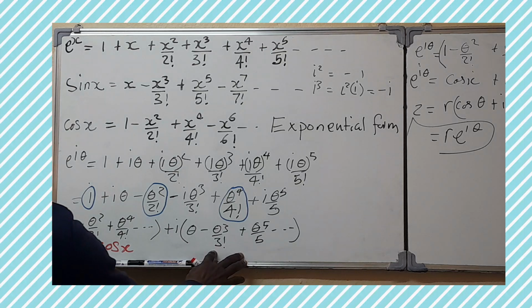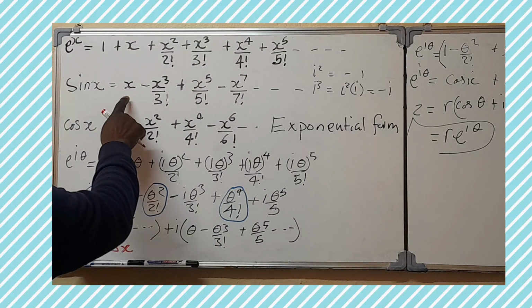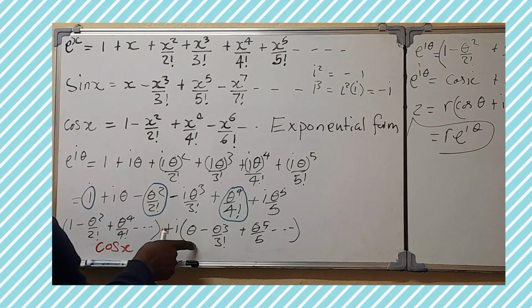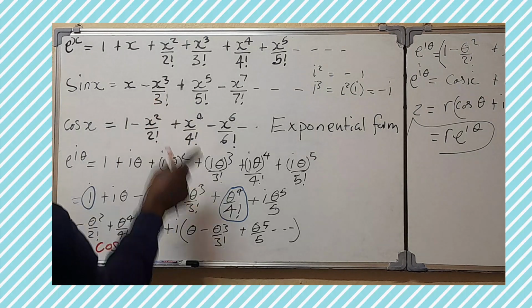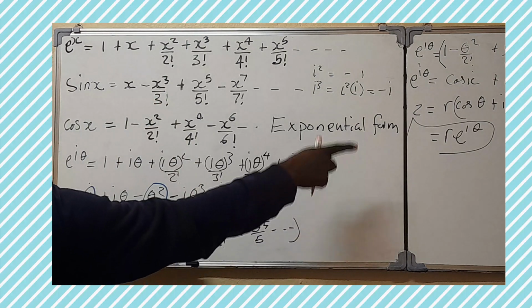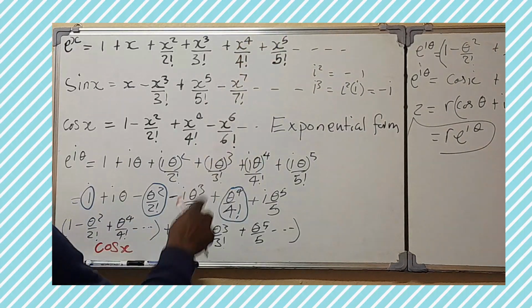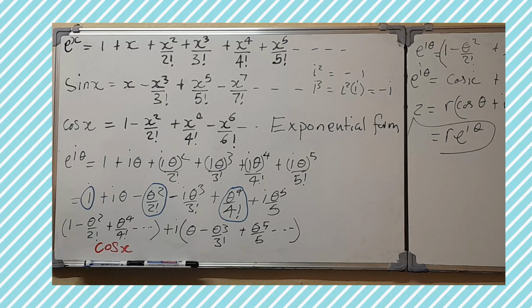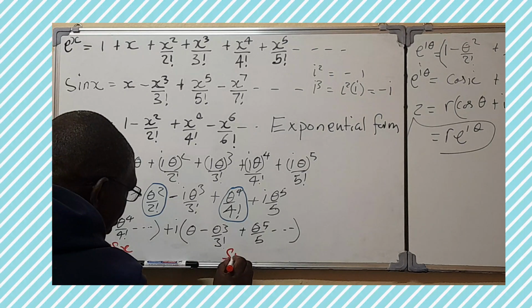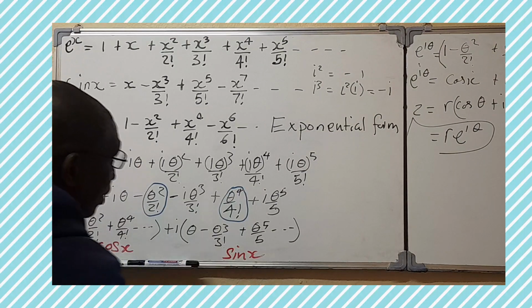What about the next group there? You can see now that there's an x there, which has been replaced by a theta, x cubed, that one there, and so forth, up to infinity. So this one here is really the expansion of sine of x. So this is sine of x.